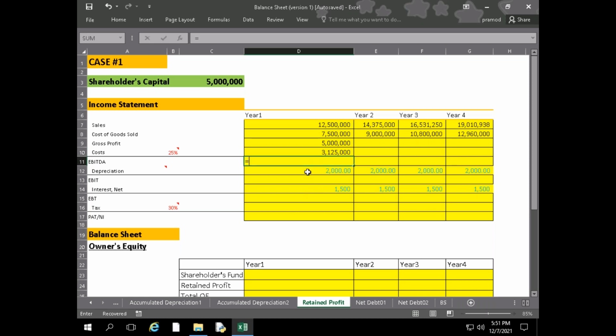Now you know how to do this EBITDA. So the cost, so you will get this. The depreciation is already given. Then the EBITDA, EBIT, this minus depreciation. So interest, you know, this minus it. So this into 30%. So your value should be this much. Okay.